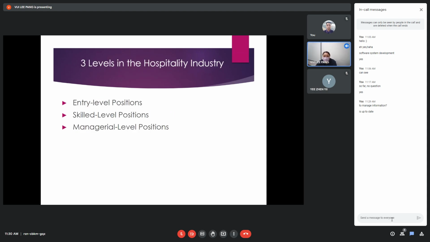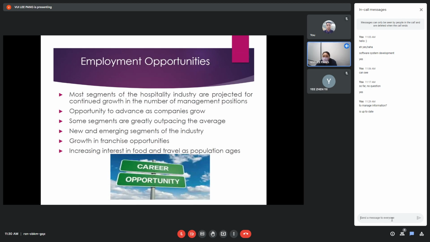So there are three levels in the hospitality industry. Depending on where you are, you are in an entry-level position, a skilled-level position, or a managerial-level position. Okay, so you can see opportunity everywhere. Most segments of the hospitality industry are projected for continued growth in the number of management positions.